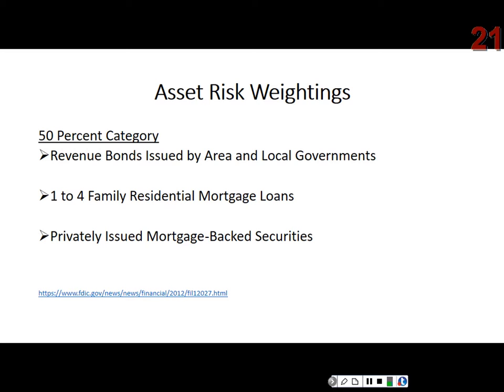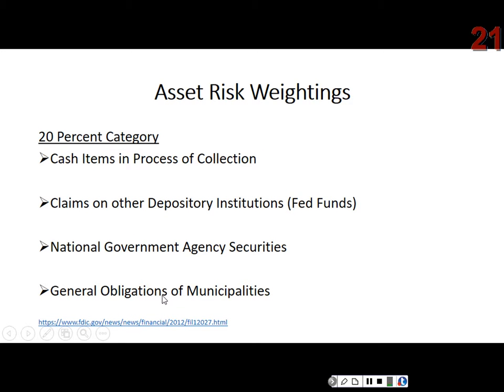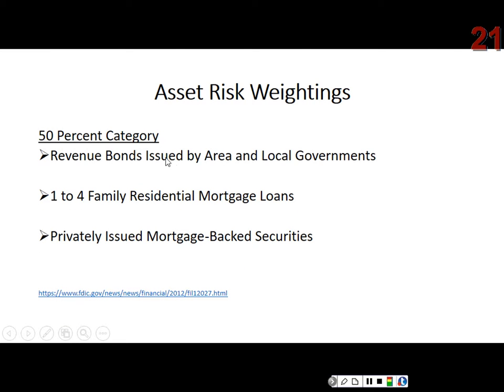Okay, the 50% category. Revenue bonds issued by area and local governments. Who can explain to me we talk about general obligation bonds here of municipalities. This is talking about a revenue bond of a municipality. What's the difference between a general obligation bond and a revenue bond? It is more risky, and so I'll finish that with another question. Why is it more risky? Why is a revenue bond more risky than a general obligation bond? If I'm investing as a bank, if I'm investing in those bonds. Okay, I'm glad you'll let me explain.